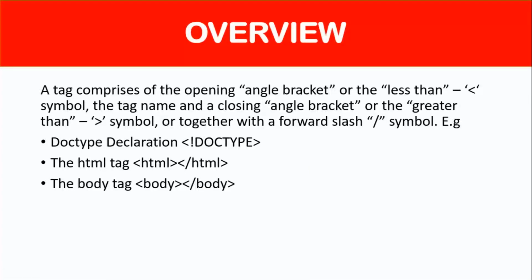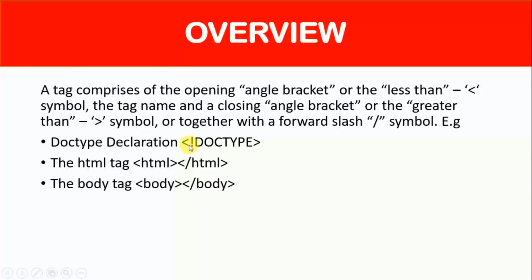Now, a tag comprises the opening angle bracket, or what you could call the less than symbol, then the tag name in between, and a closing angle bracket, or what you could call the greater than symbol, together with a forward slash. All right. So now, an example of what this implies is we have some lists down here. The doctype declaration. All right. So this is what we mean.